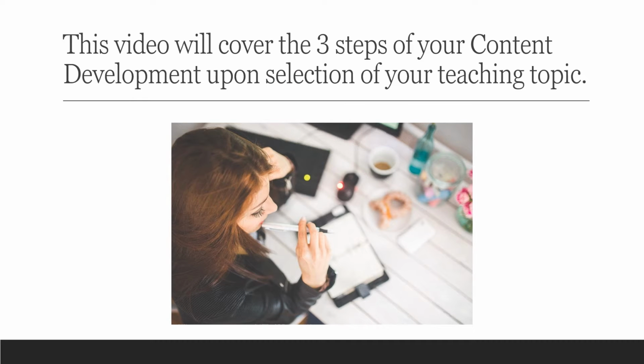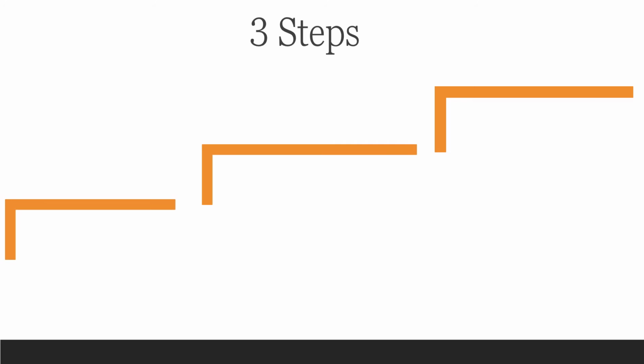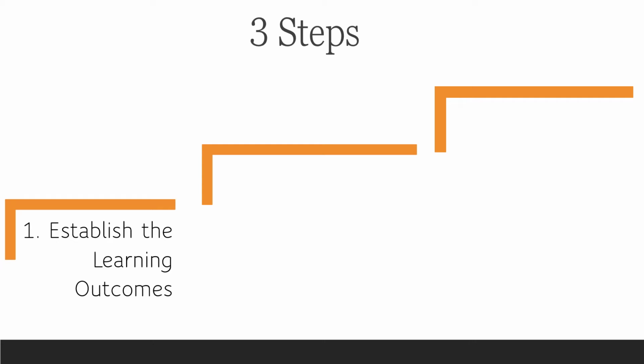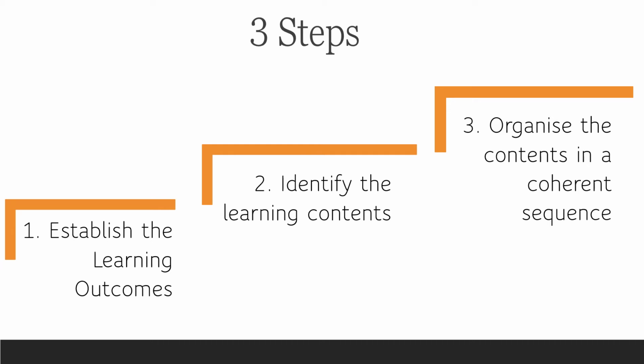This video will cover the 3 steps of your content development upon selection of your teaching topic. The 3 steps are: first, establish the learning outcomes. Second, identify the learning contents. And finally, organize the contents in a coherent sequence.